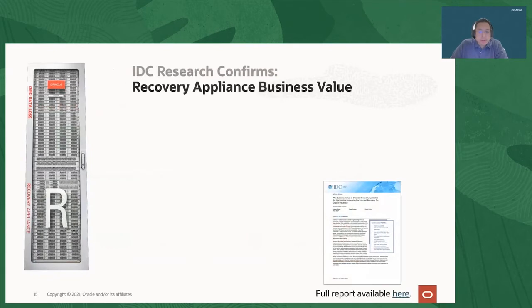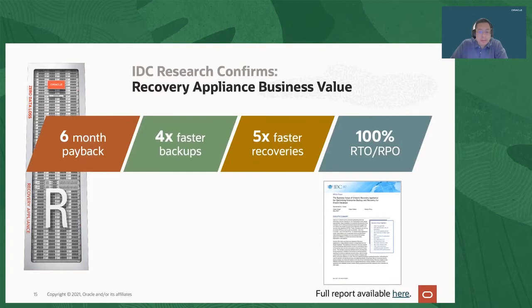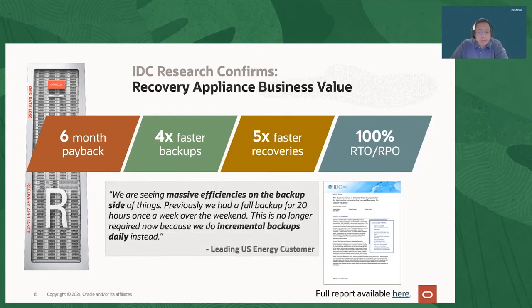We've also done some outside research with IDC, in fact, confirming this particular business value, and we've actually interviewed customers anonymously for this. As you can see, they've resulted in a 6-month payback of the system with initial purchase, 4 or 5x faster backup recovery, and achieving 100% of their RTO and RPO levels in their businesses. So quite an interesting report. When the slides are shared, we'll also pass this link on, so you can take a deeper look at these customer use cases and their comments on the experiences.